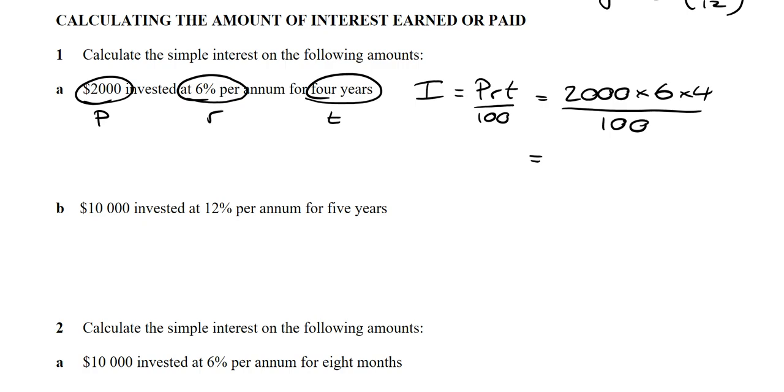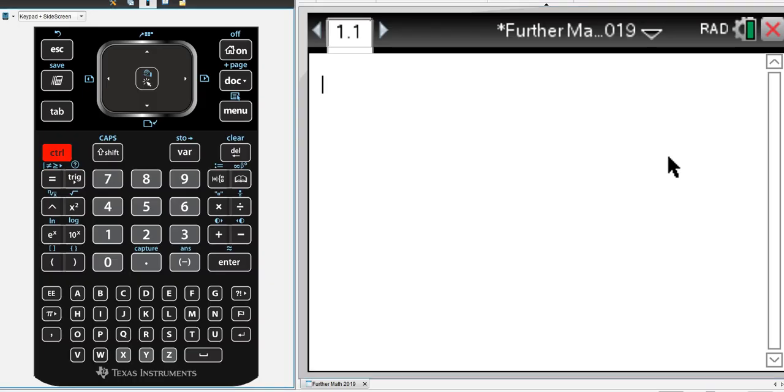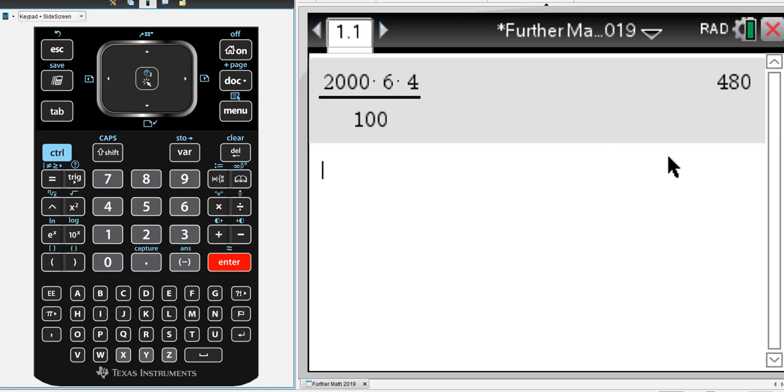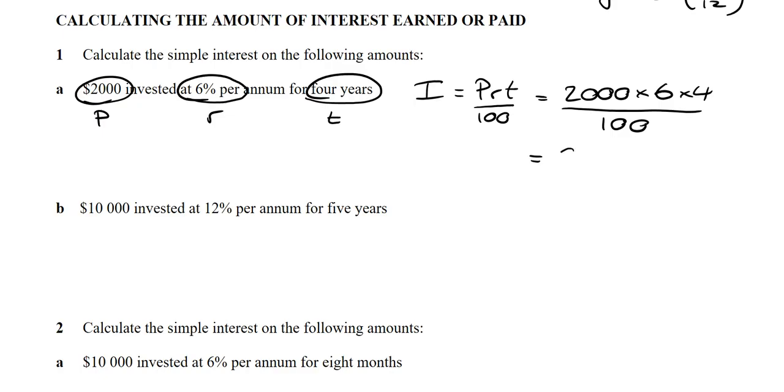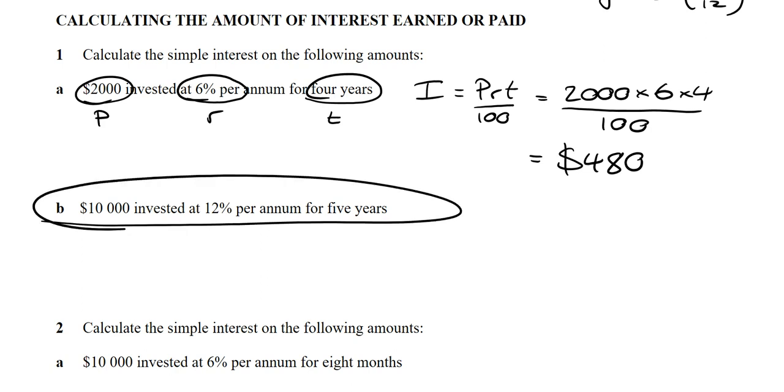And I go to my calculator to do that, and I put in a fraction, 2,000 times 6 times 4 over 100, and the answer is $480. So that's a pretty standard one. Have a go at B on your own. So pause the video right now and have a go at B, and then when you think you've got it, unpause, and I'll go through it and make sure you got it right.